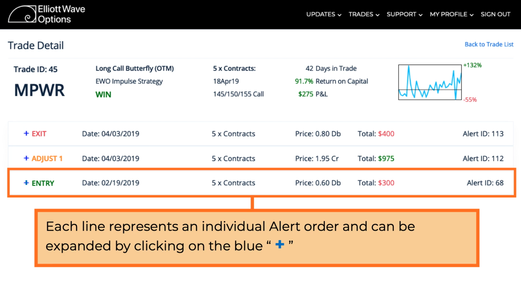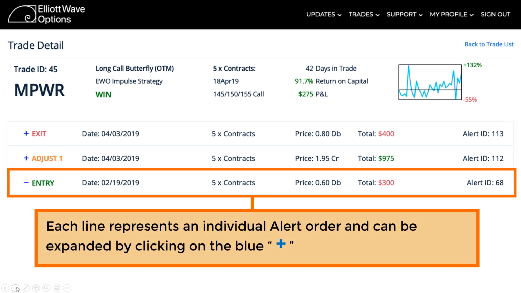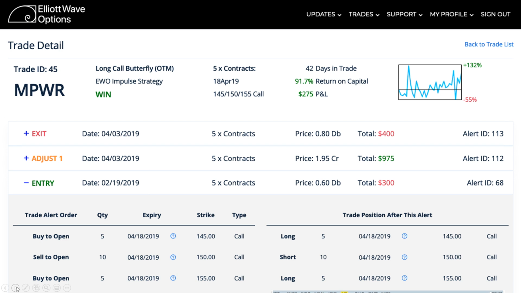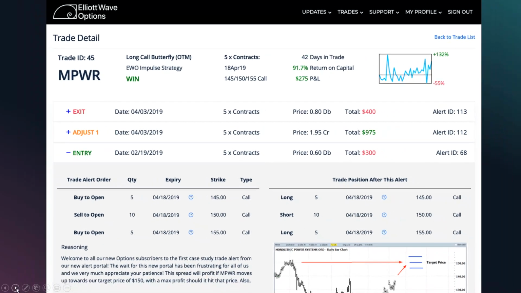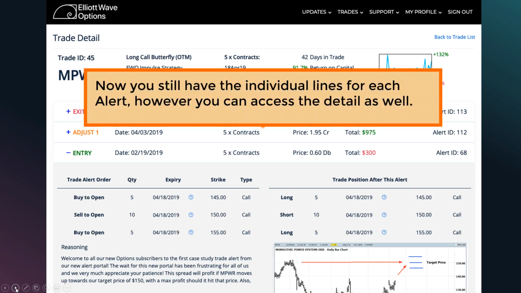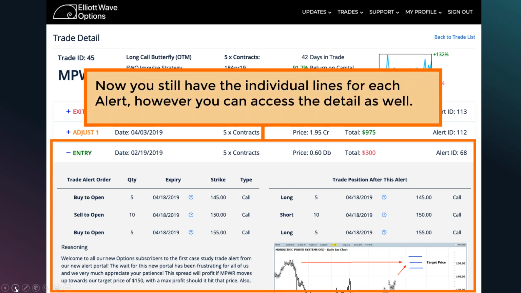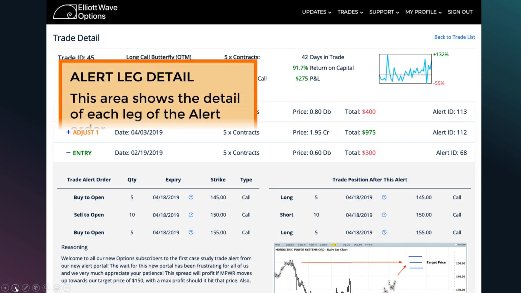Each line represents an individual alert order and can be expanded by clicking on the blue X. So click on the blue X and you will expand the entire alert. In this case, we had a butterfly. Now you have the individual lines for each alert. However, you can access the trade detail as well. So above you still see the trade detail, but then below you see the individual lines for that particular alert.